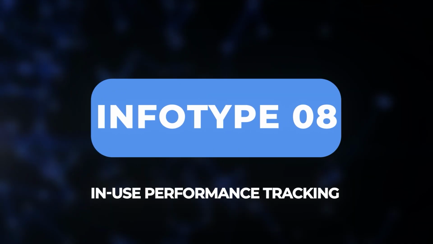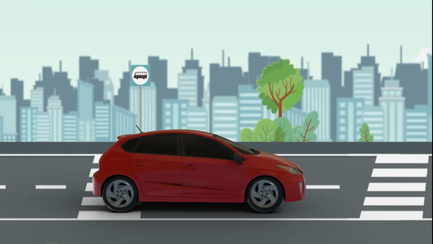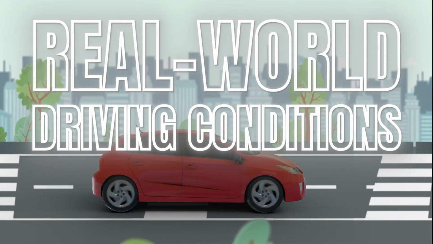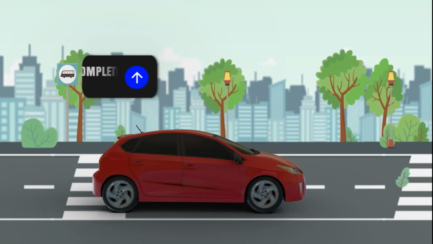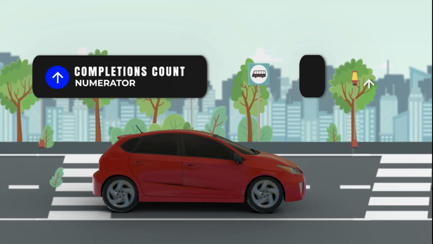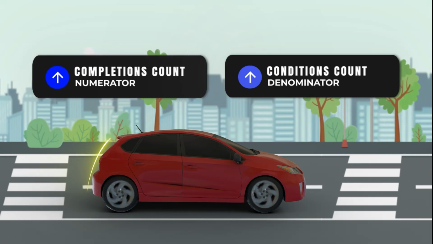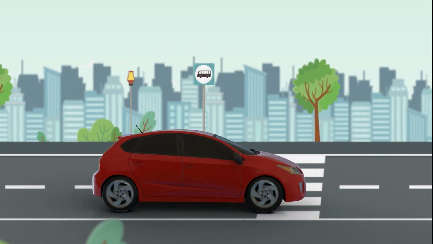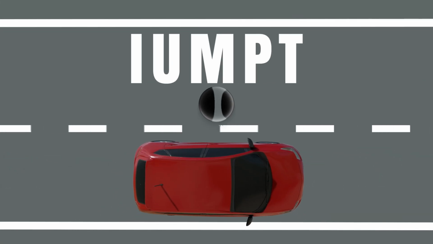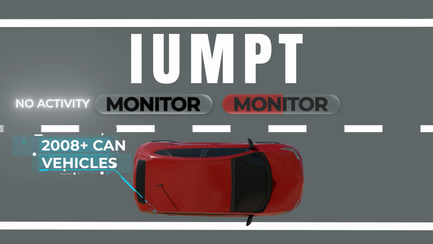calculate IUMPR. Infotype 8, or in-use performance tracking, was developed by the California Air Resources Board, or CARB, to make sure emissions monitors run often enough to catch real-world driving conditions, not just pass lab testing. It records a completion count, or numerator, and a conditions count, or denominator, showing how often monitors execute when enabled conditions are met, across systems like catalyst, oxygen, EGR, evap, and secondary air. Introduced for 2008 and newer CAN vehicles, IUMPR helps distinguish between monitors that never run and those blocked by conditions.